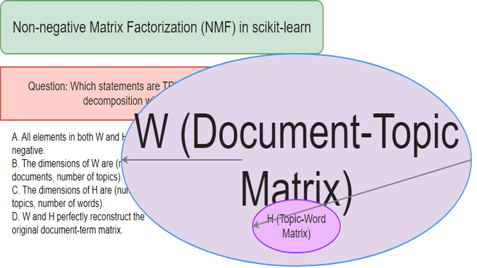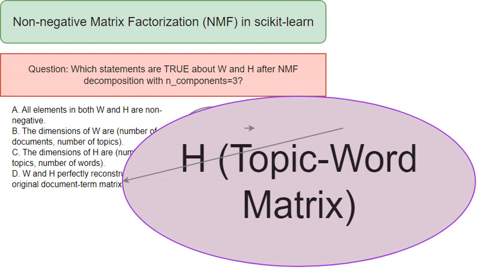This is one of the output matrices. The rows represent documents, and columns represent topics. Each value shows how much a topic is present in a particular document. This is the other output matrix. Rows represent topics, and columns represent words. Each cell indicates how important a word is to a particular topic.